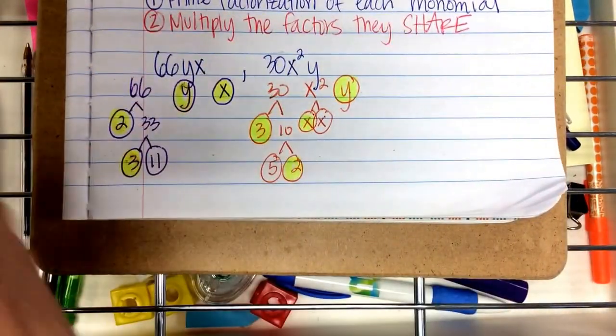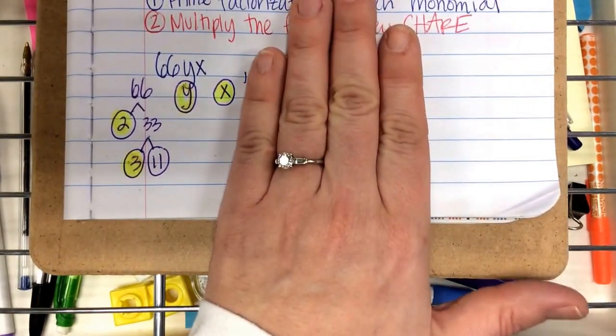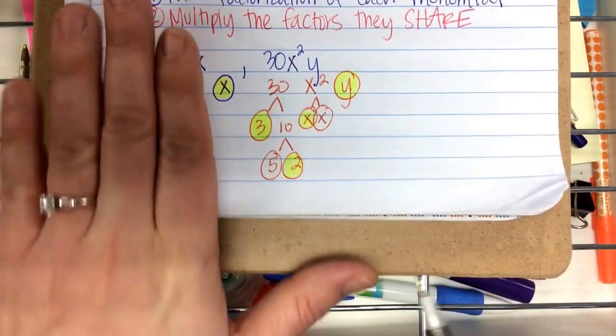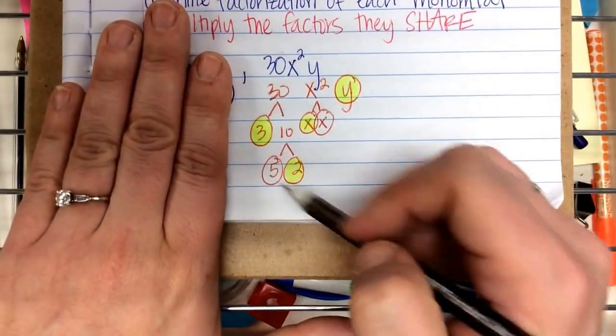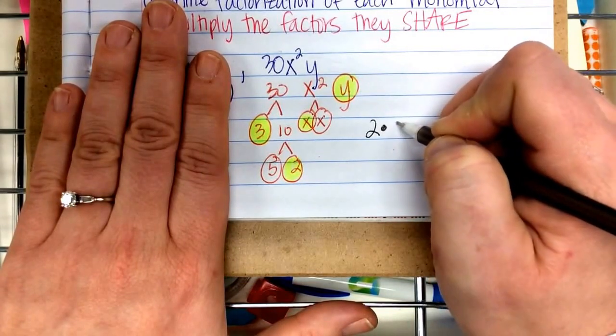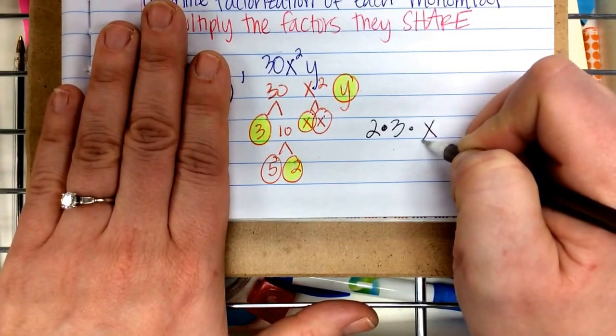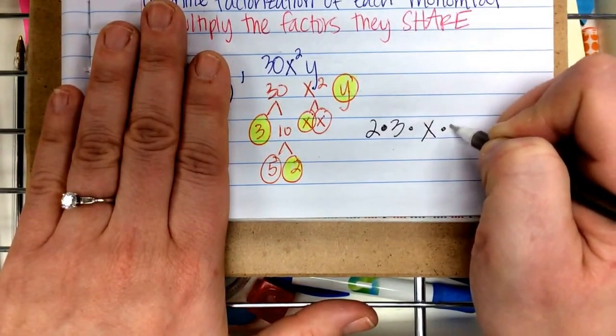So I look, what do they share? I've marked everything they share. I'm going to cover up one because I only care about one set of what they share. They share a 2. They share a 3. They share an x. And they share a y.